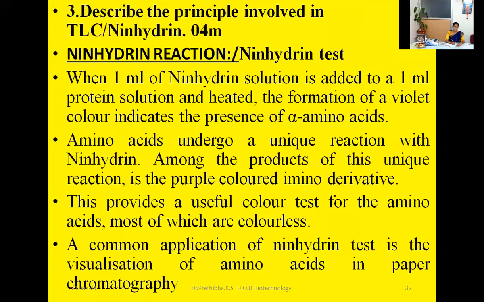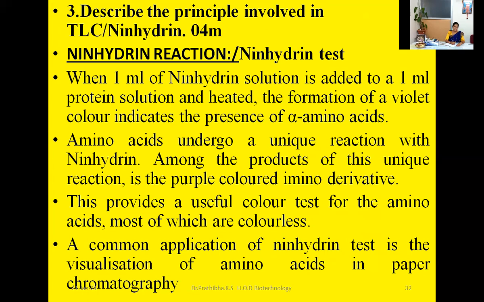Next, the last question: describe the principle involved in TLC ninhydrin. This carries 4 marks. So now let us go through what the ninhydrin reaction is. Whatever I have given you is more than enough. In theory also you will get this ninhydrin test, and there also you can write the same. When 1 ml of ninhydrin solution is added to 1 ml of the protein solution and heated, the formation of a violet color indicates the presence of alpha amino acids.